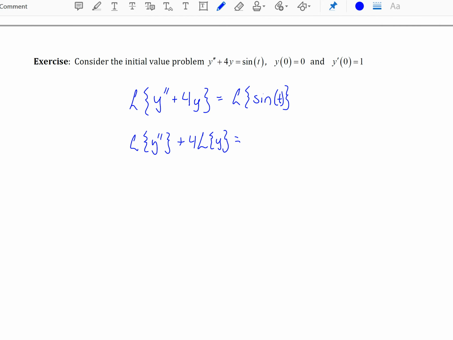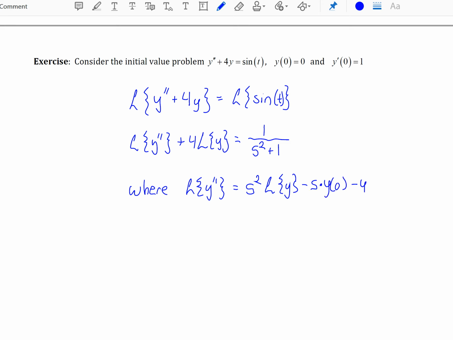So here we're going to have 1 over s squared plus 1, where we can substitute the Laplace of y double prime. Now recall our definition for Laplace of y double prime was s squared Laplace of y minus s times y of 0, your initial condition, minus y prime of 0.